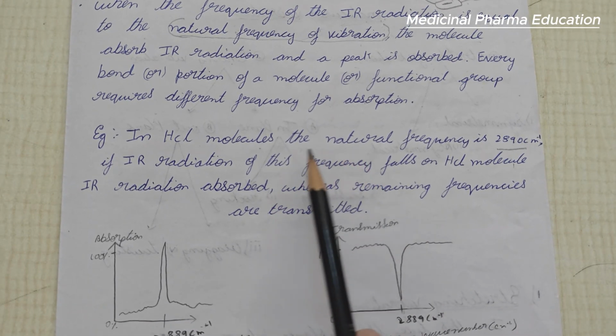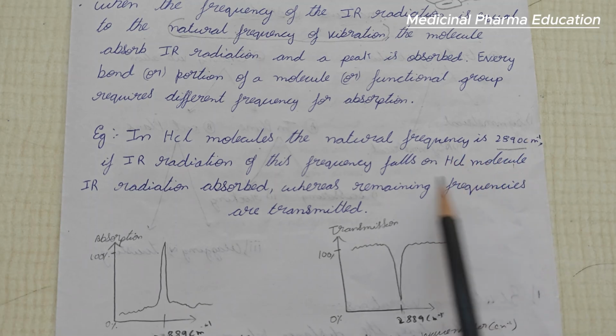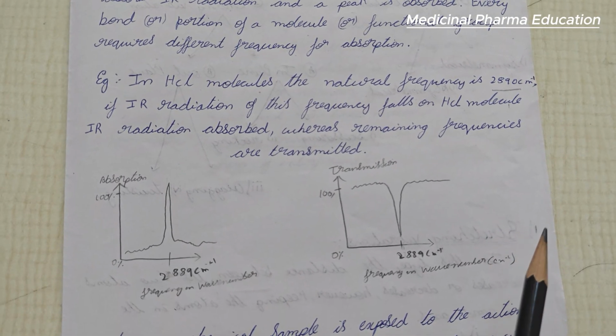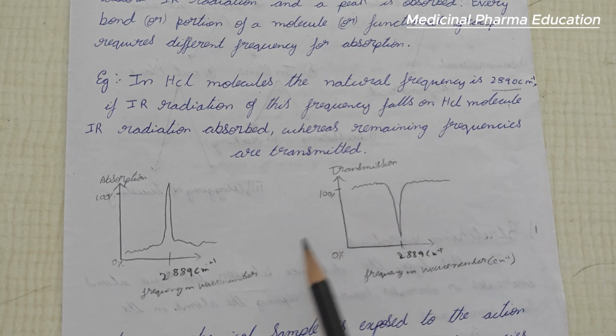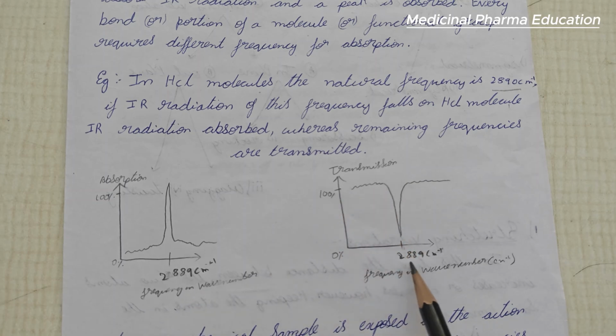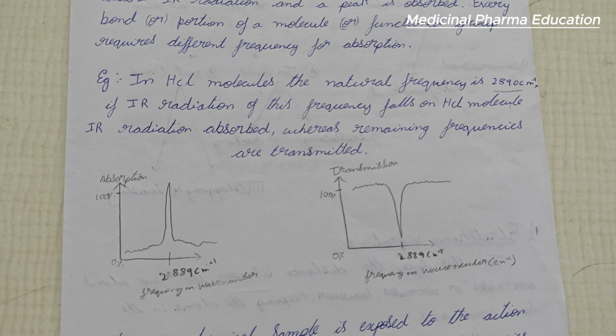If the IR radiation of this frequency falls on the HCl molecule, the IR radiation is absorbed, whereas the remaining is transmitted. By this diagram you can understand. This is the absorption peak and this is the transmitted peak by the HCl molecule. The amount of light radiation is absorbed at 2889 centimeter inverse, and the remaining light is transmitted. I think you have understood the principle and the theory involved in IR spectroscopy.